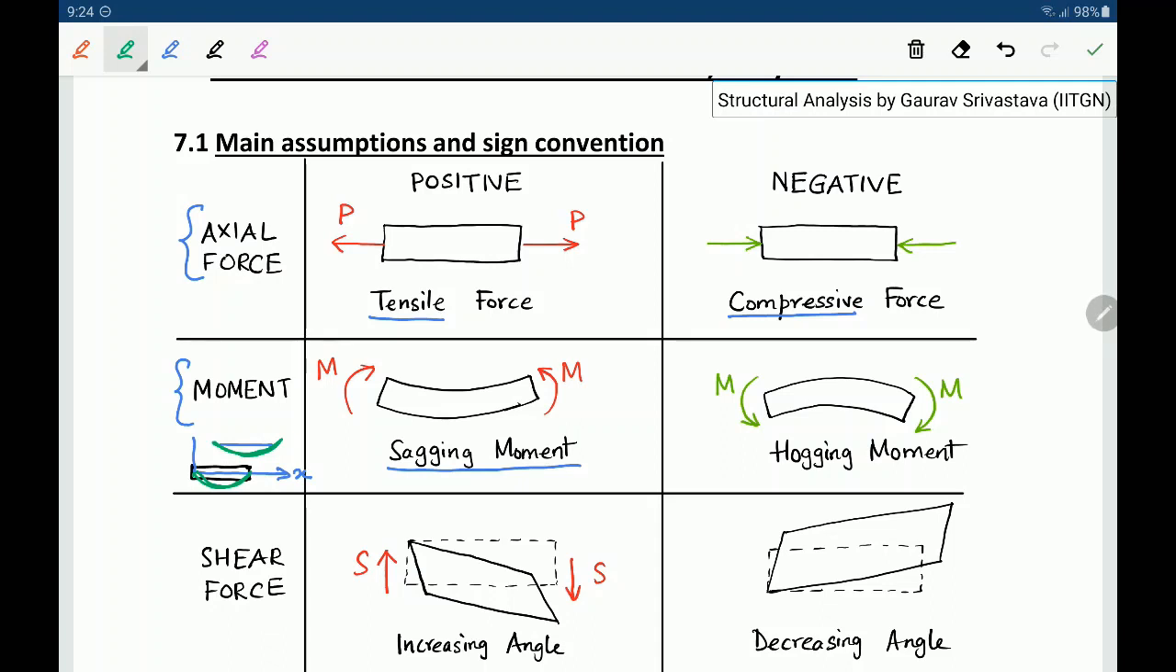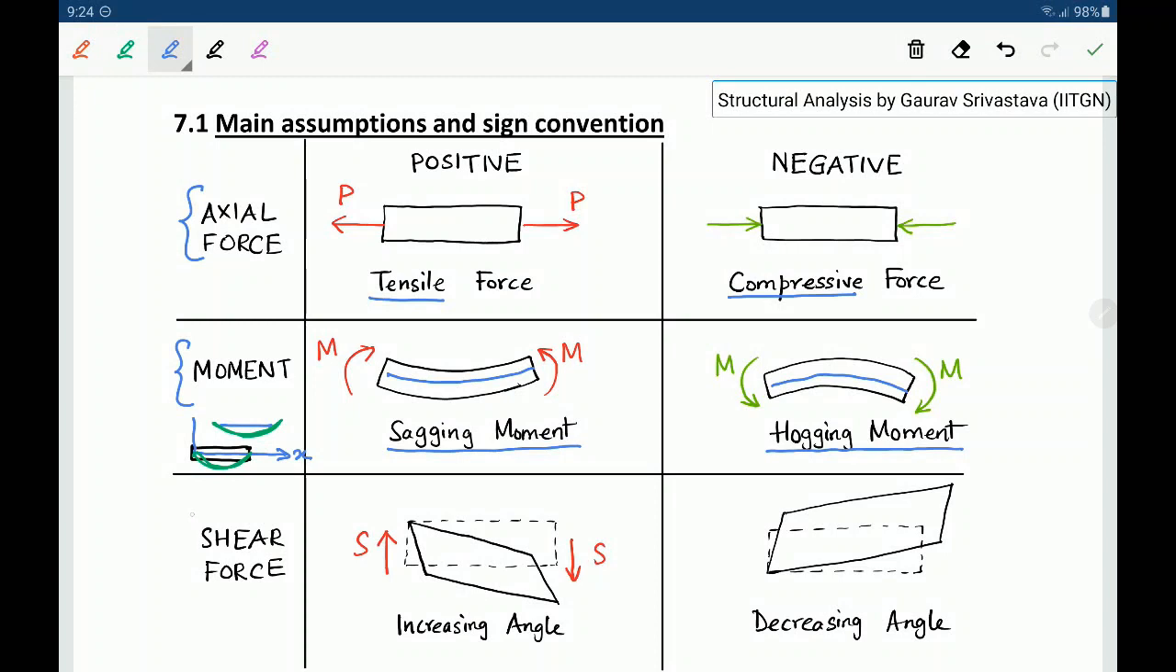So a sagging moment will be considered as positive, and the moment which causes upwards bending, or hogging moment, will be considered as a negative moment. So this is the hogging and this is the sagging.